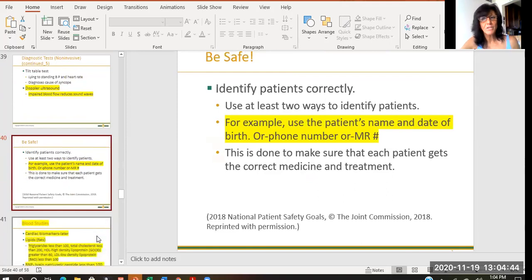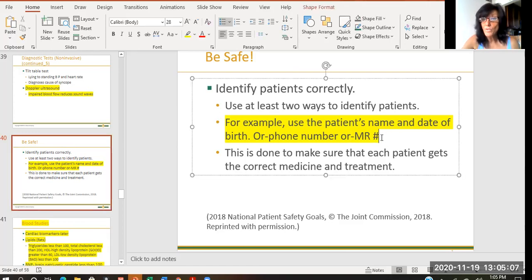When you're identifying patients, remember, you always need two ways to identify the patient. And as a whole, there are actually four ways. If you're going to use the patient's name and date of birth, you need both of those things. What's your name and date of birth for that to be identification? You need their phone number, medical record number, and I'm going to add in here, you could also use their photograph or a photo.